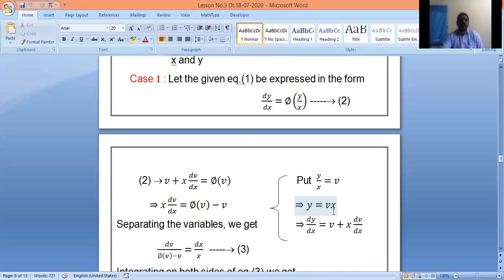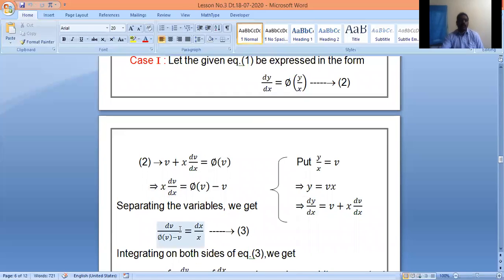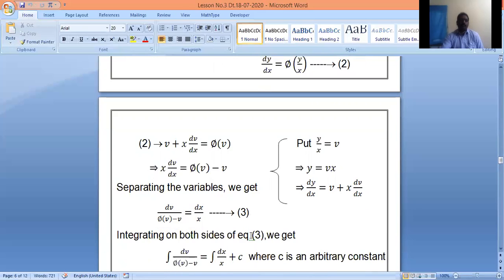Differentiating on both sides with respect to x, we get dy by dx is equal to v plus x into dv by dx. Now, equation 2 becomes v plus x into dv by dx is equal to phi of v. That implies x dv by dx is equal to phi of v minus v. Separating the variables, we get dv by phi of v minus v is equal to dx by x. Let this equation be 3.